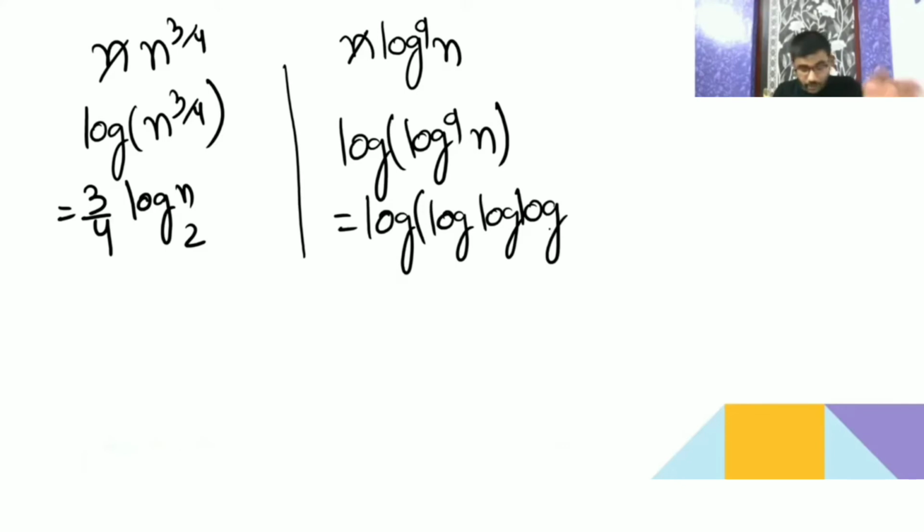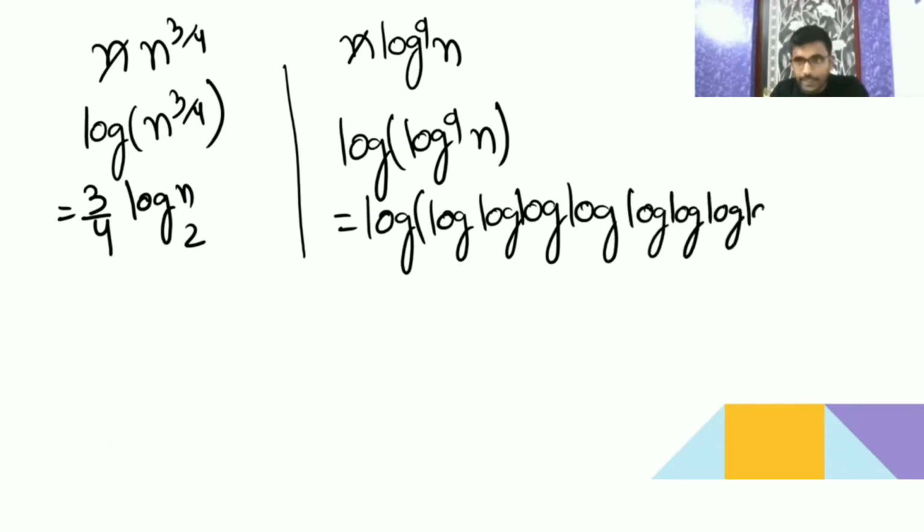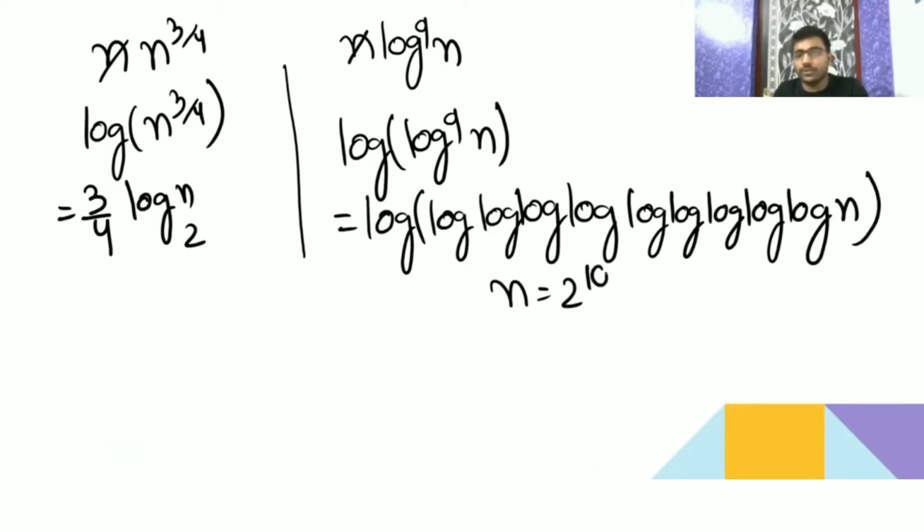It is always taking log till 9. 1, 2, 3, 4, 5, then 6, then 7, then 8, then 9, then n. So if you take n equal to something, n equal to 2 to the power 1024, here you are going to get 10 only. So this will get reduced by seeing only the equation. You can say that this is going to be the bigger one.